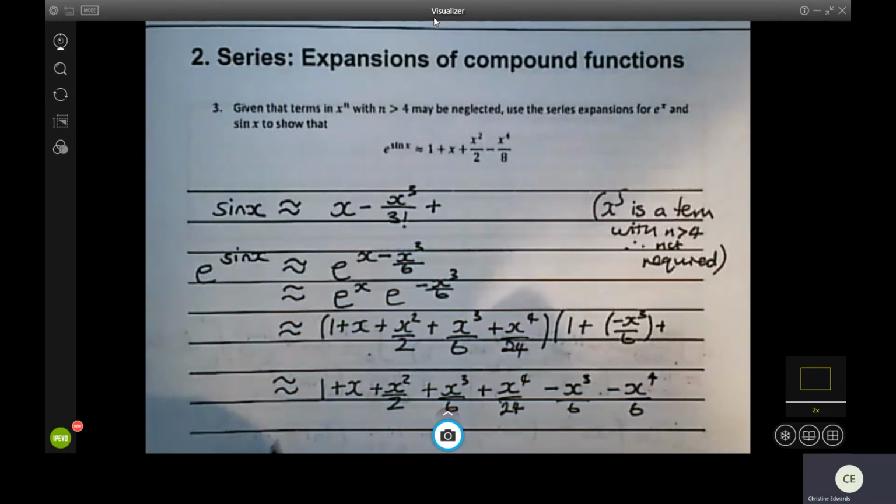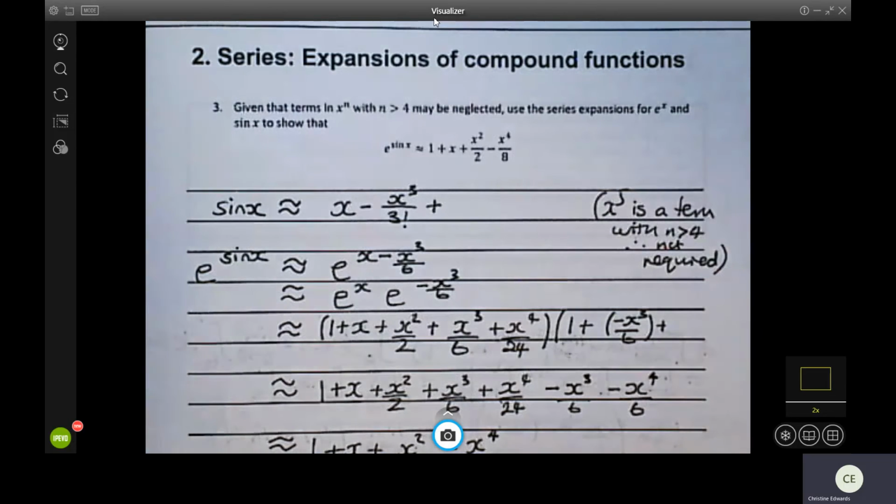And if we simplify that, we get a final answer of 1 plus x plus x squared over 2 minus x to the 4 over 8, with some of the terms cancelling. So that's putting together two expansions to come up with what we'll call a compound function approximation.